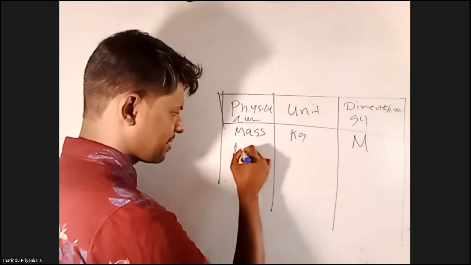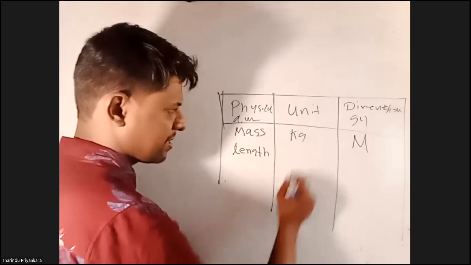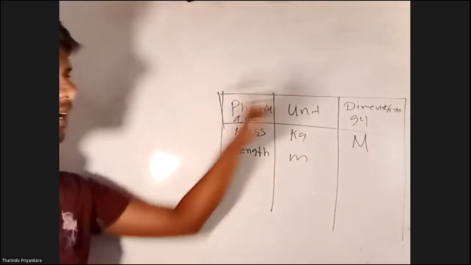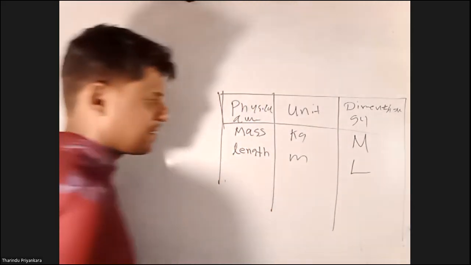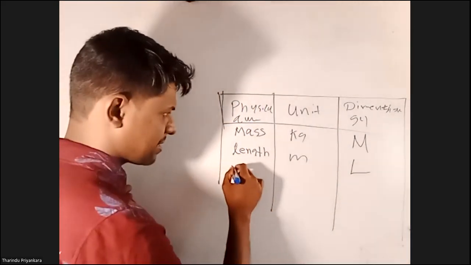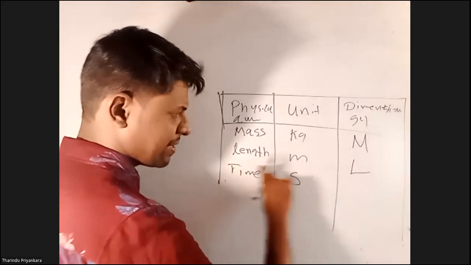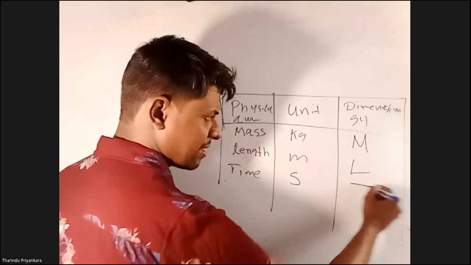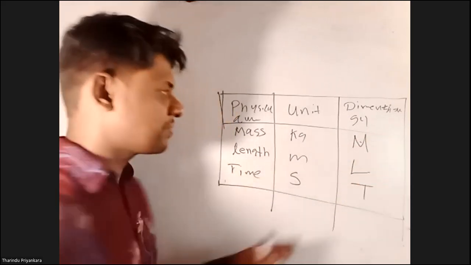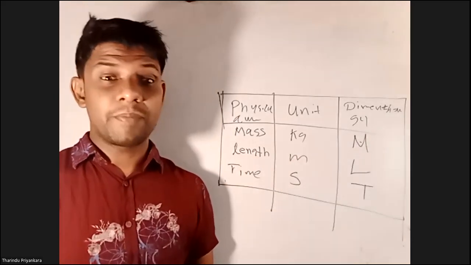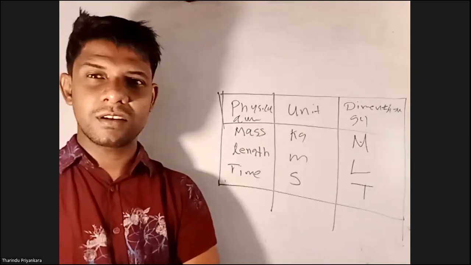In the same way, length: the unit is meters, but the dimensional symbol, since it is a length, we take as capital L. And the other one is time, measured in seconds, but the dimensional symbol is capital T. Mass, length, time: we took the uppercase letters only. That's it. Copy this quickly.